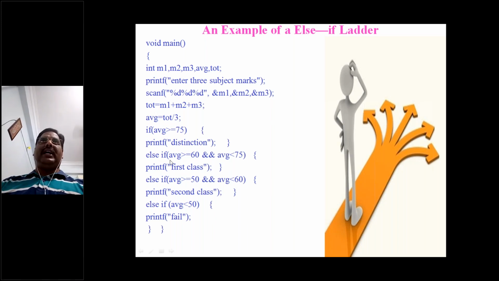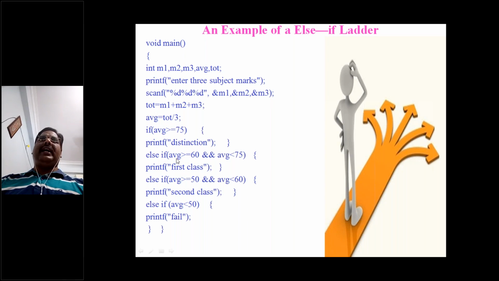Okay, otherwise, if he has a mark between 60 and 75, then he may go for first class. Then 50 to 60, he may go for second class. And for less than 50, he is in fail. So there are multiple conditions, depending on the value, for which messages have to be displayed, right? So if the average is greater than or equal to 75, then we can say printf distinction.